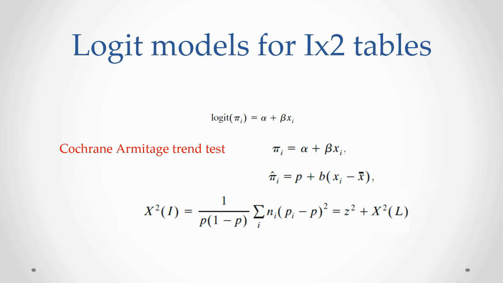The prediction equation is pi I hat equal to p plus b into xi minus x bar, where b denotes the usual regression coefficient. The Pearson statistic for testing independence is then X square I, equal to 1 over p into 1 minus p, summation over I of n_i into p_i minus p bar square, which is of the form z square plus X square L. Well, X square L is equal to 1 over p into 1 minus p summation n_i into p_i minus pi I hat square. When the linear probability model holds, X square L is asymptotically chi-square with degrees of freedom I minus 2.